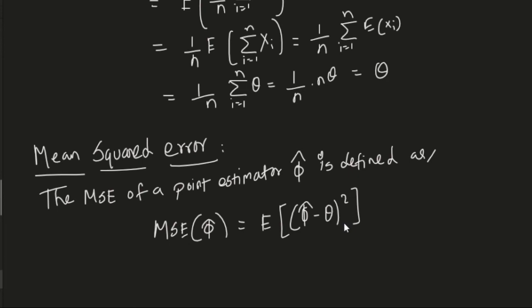So this is the mean squared error, because phi cap minus theta is the error that we make when we estimate theta based on phi cap. Phi cap is an estimator of theta, but since we say estimator, we are not guaranteed that phi cap would always equal theta. So there can be some error, and that error is given by phi cap minus theta. And mean squared error is basically we square the error first, which is phi cap minus theta squared, and then we take the mean of it.